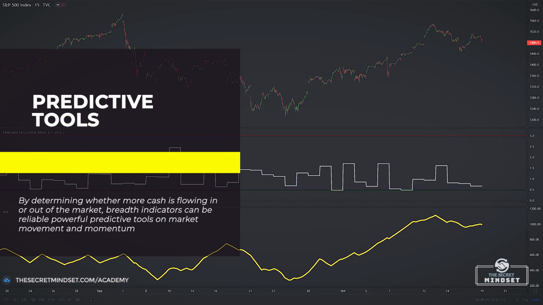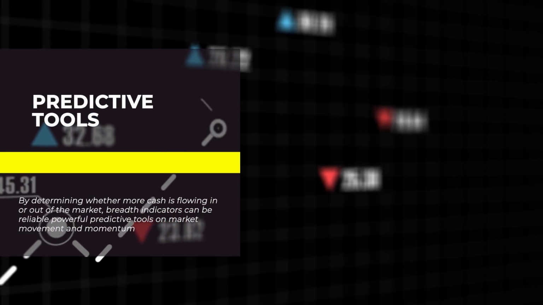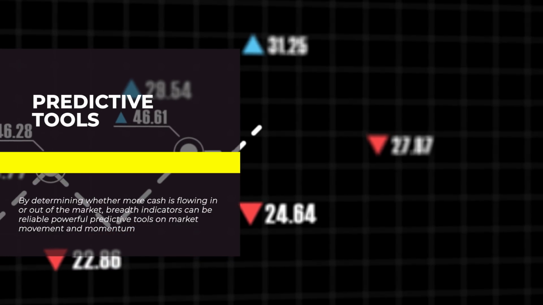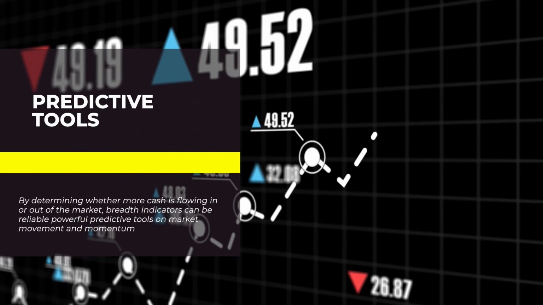So by determining whether more cash is flowing in or out of the market, breadth indicators can be a reliable, powerful predictive tool on market movement and momentum, one that can give investors a big edge over the competition on a regular basis.